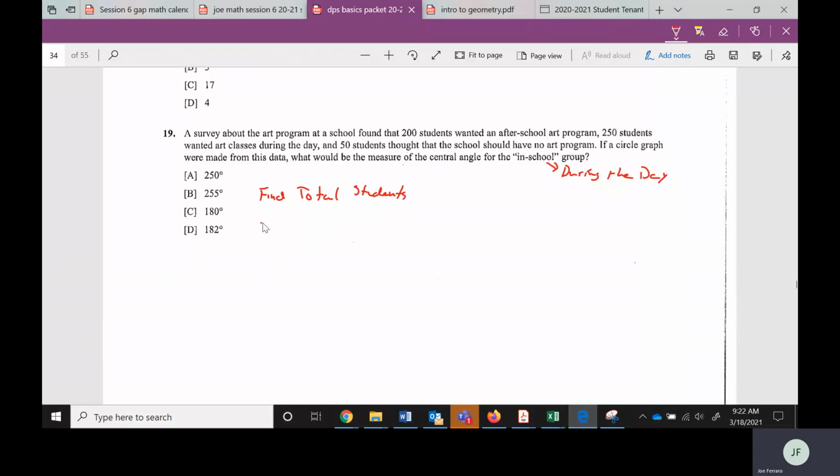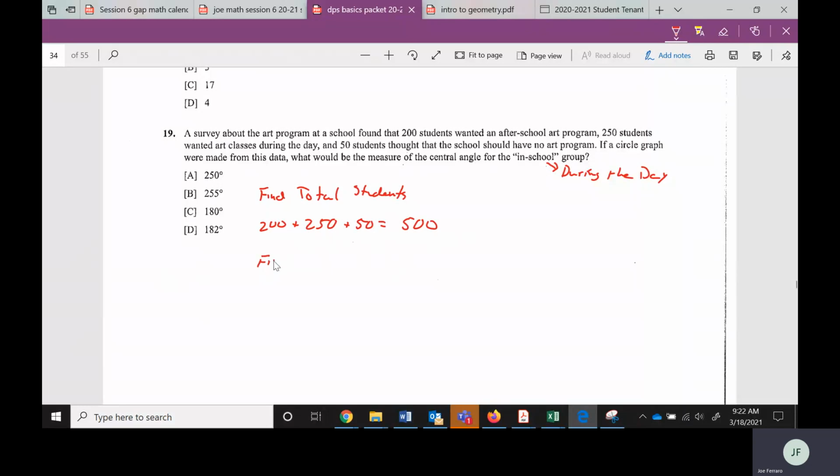Find total students. So we have 3 categories. After school, there was 200. During school, it was 250. Now, don't just see a 250 there and think, oh, because there was 250 that said they wanted during the day, the answer is 250 degrees. That's not true. Okay. And then 50. So we add that together, and that's 500 students.